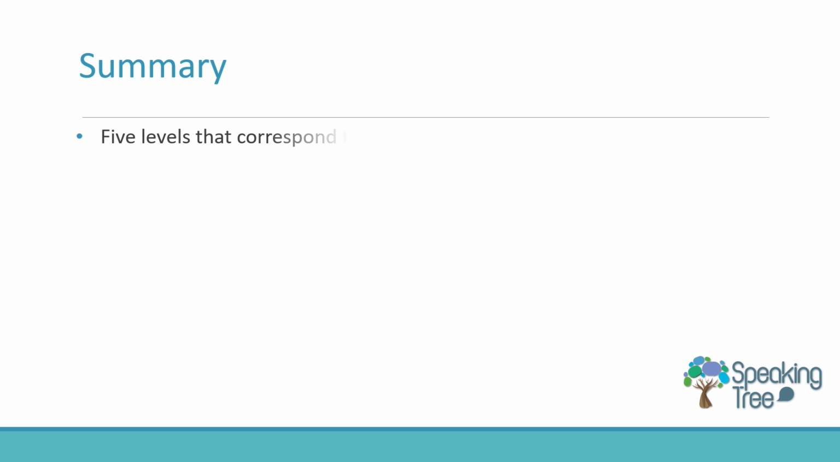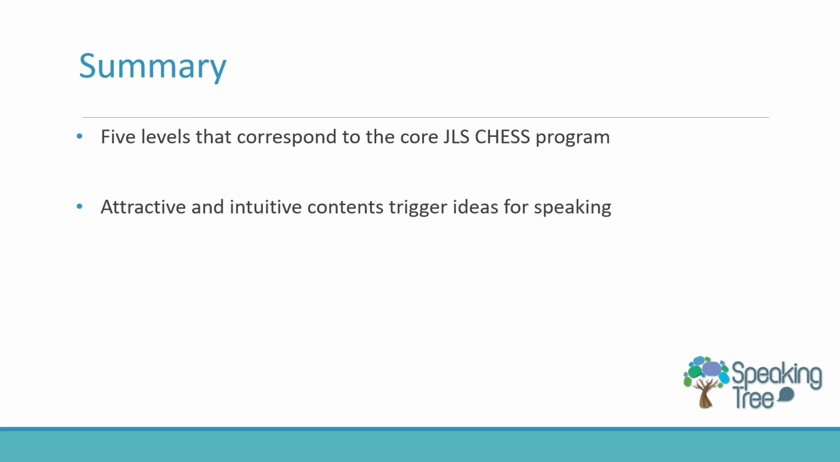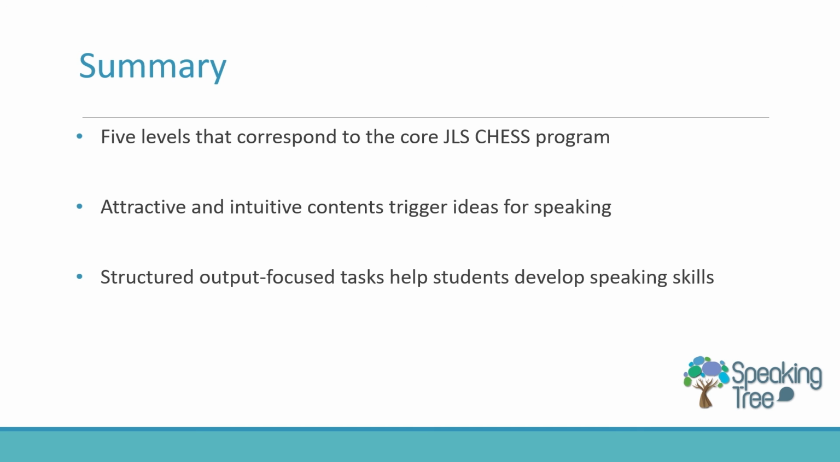To summarize, Speaking Tree has 5 levels that correspond to the core JLS chess program. The attractive and intuitive content triggers ideas for speaking, and the structured output-focused tasks help students develop their speaking skills.